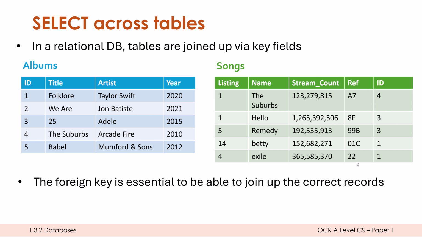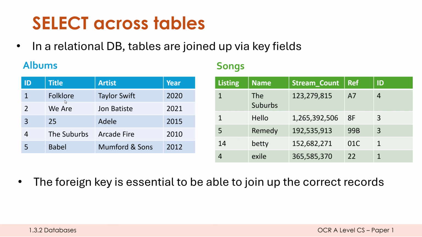Now the foreign key is what is essential here to be able to join up the correct records when we're using select across two tables. So the foreign key is what is really important here. So if we're looking at albums and songs, we've got a list of albums here. Obviously an album has got multiple songs in it, and so we can see, for example, Betty and Exile are both part of Taylor Swift's Folklore album.